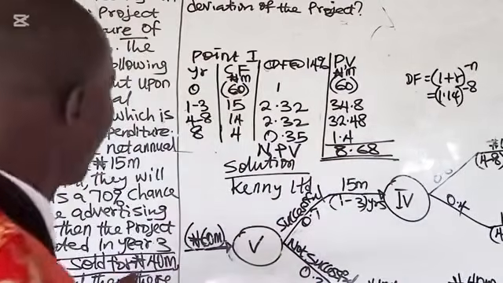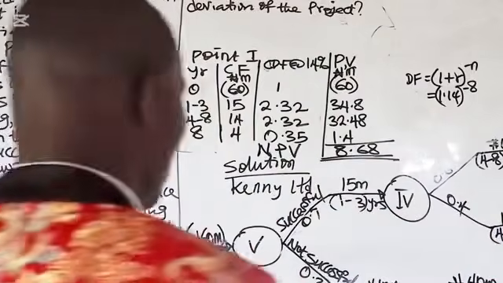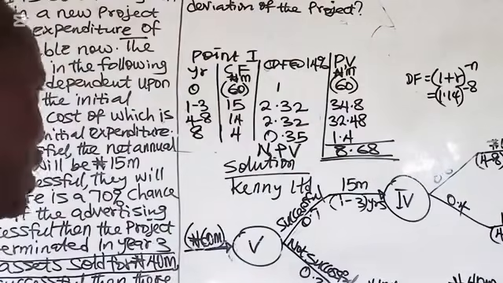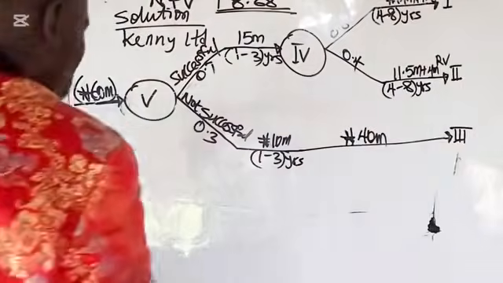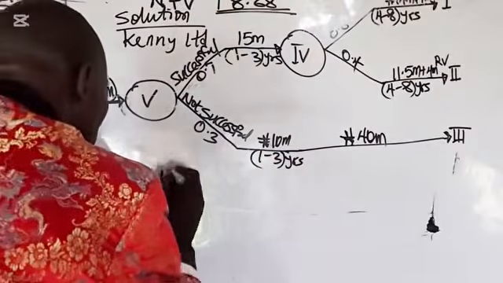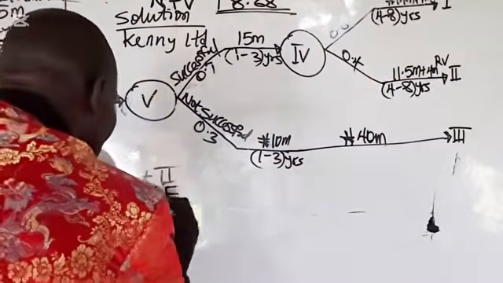8.68. That is for point 1. We equally want to calculate for points 2 and 3 the same way. Point 2. We have year, we have cash flows.